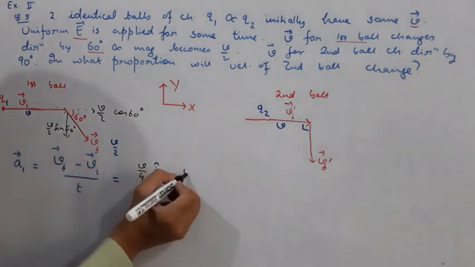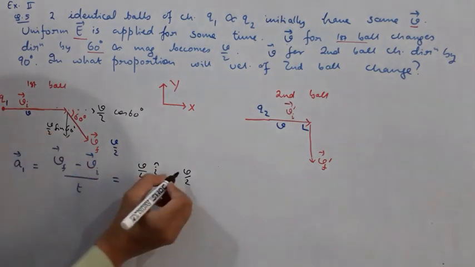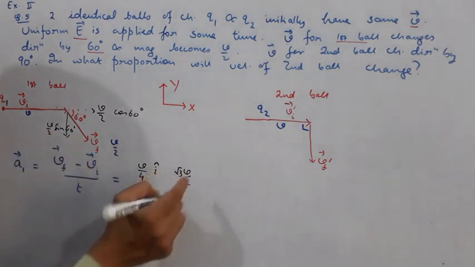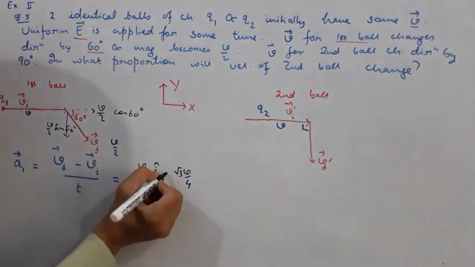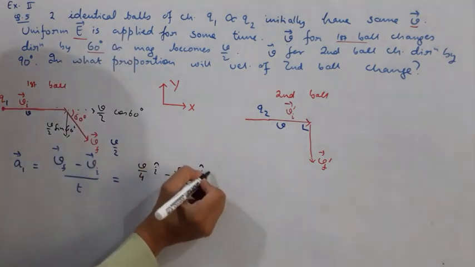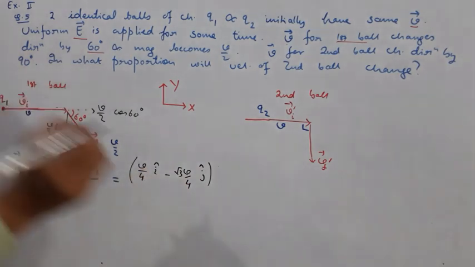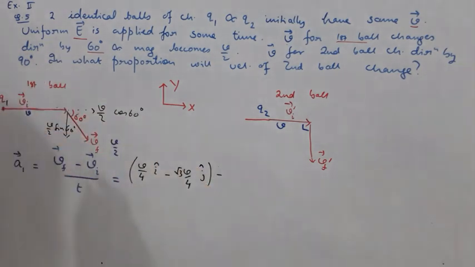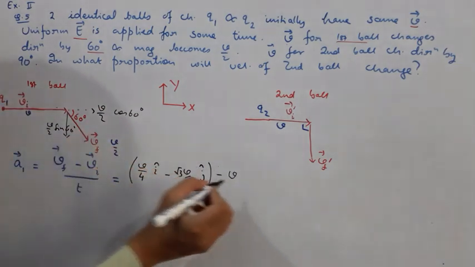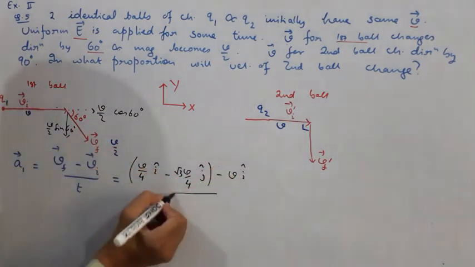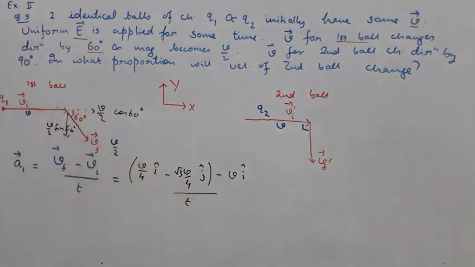Then here we have V by 2, then sin 60 is root 3 upon 2. So it becomes root 3 V by 4. But its direction is opposite to the y-axis. So I will write minus j cap. So this is our final velocity. Minus initial velocity will be how much? It is along the x-axis and its value is v times I cap, upon t. So this is the acceleration of the first particle.